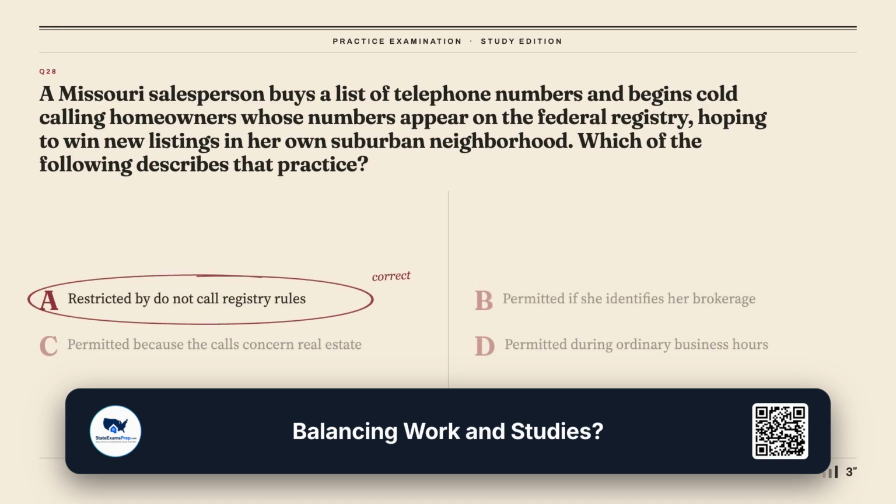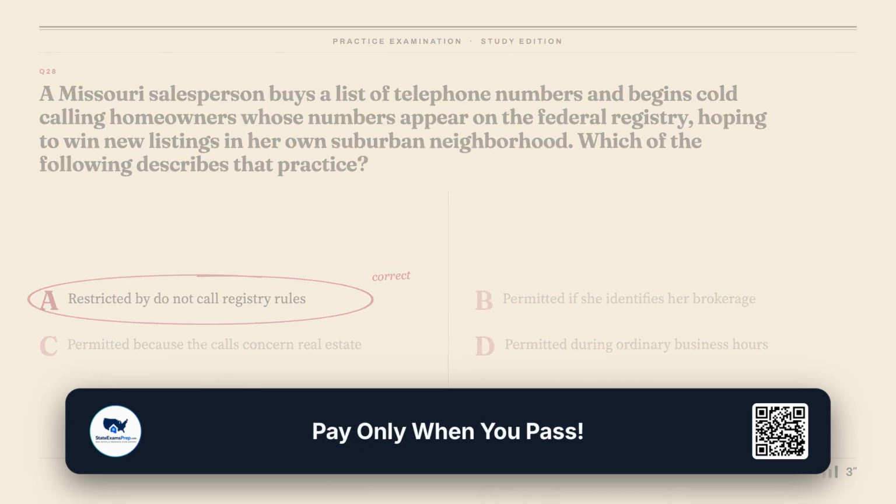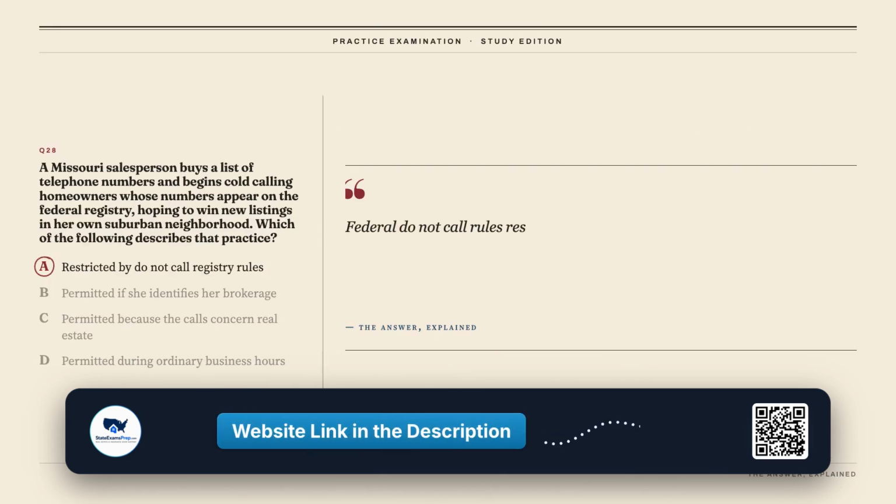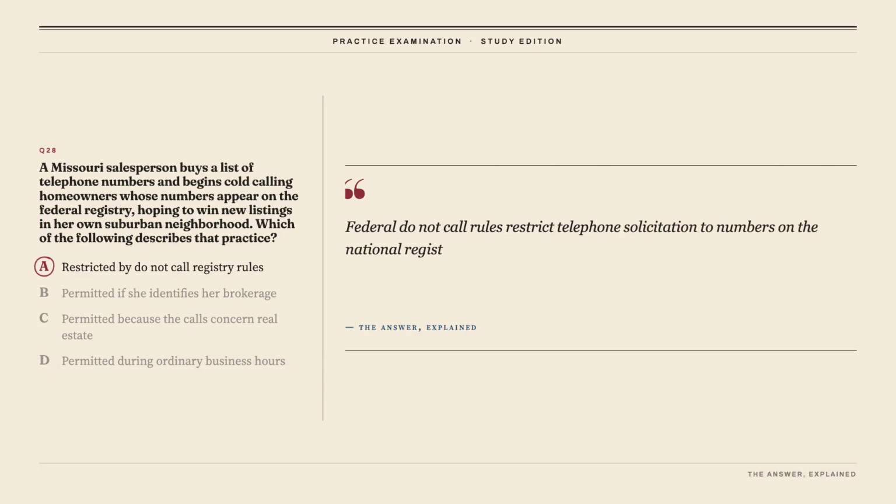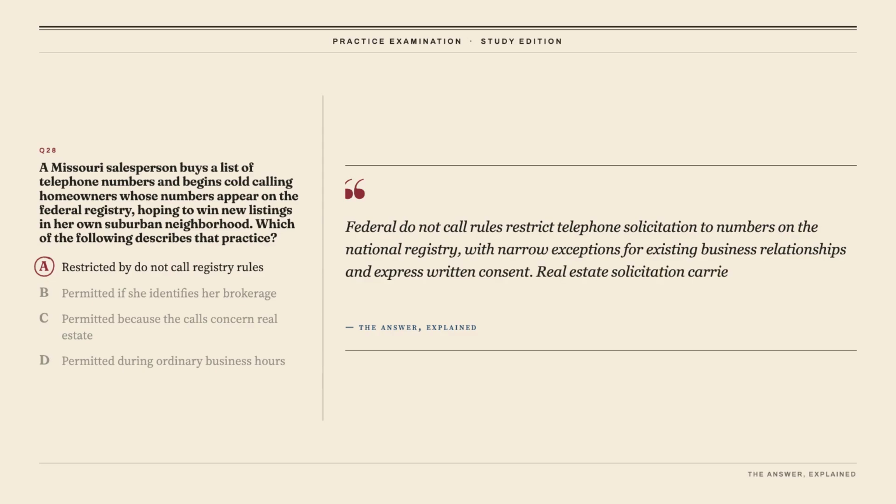The correct answer is A. Restricted by do not call registry rules. A is correct because federal do not call rules restrict telephone solicitation to numbers on the National Registry, with narrow exceptions for existing business relationships and express written consent. Real estate solicitation carries no blanket exemption.